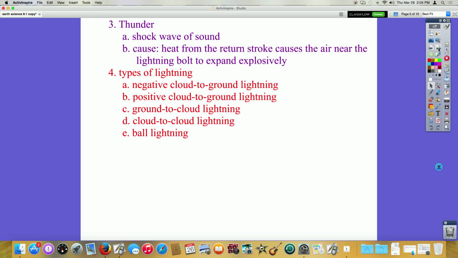It superheats that air around the bolt to something like 54,000 degrees Fahrenheit or around there. And all of that heat suddenly shoots upward, creating a vacuum. Then as that air fills in that vacuum, it creates that booming sound of thunder, which is just a shock wave of sound. We just talked about that. The heat from the return stroke causes the air near the lightning bolt to expand explosively.